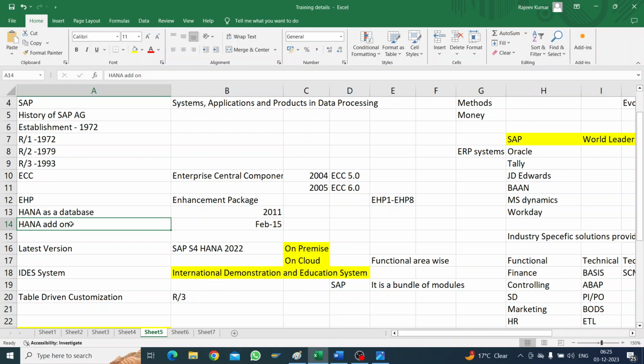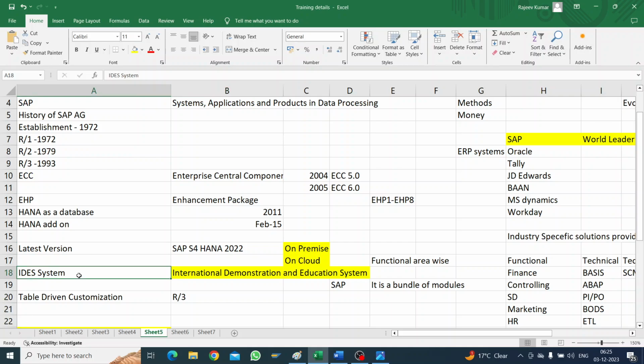The latest version of SAP S4 HANA is called S4 HANA 2022. Next year again the latest version will be launched, which will be called SAP S4 HANA 2024, because in the current setup SAP has decided to launch one complete package every 2 years. Earlier they were launching every year, but now the rule got changed. So that's how the scenario is as of now.